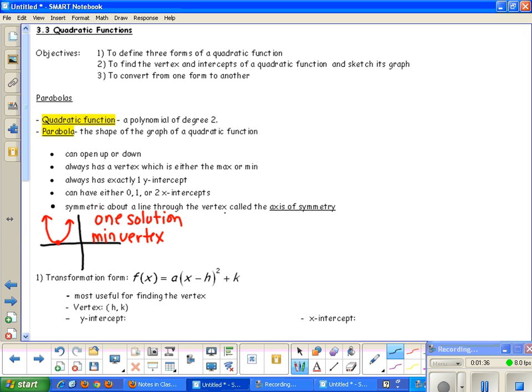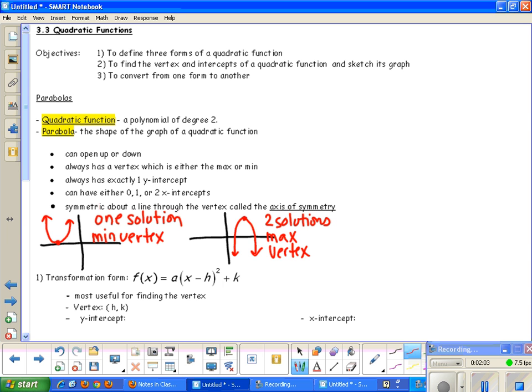If I have a graph instead that goes like this, maybe, this is just one example. This hits the x-axis in two places, so it has two solutions. And I know that my vertex is now going to be a maximum vertex because it is the absolute highest point of my graph.